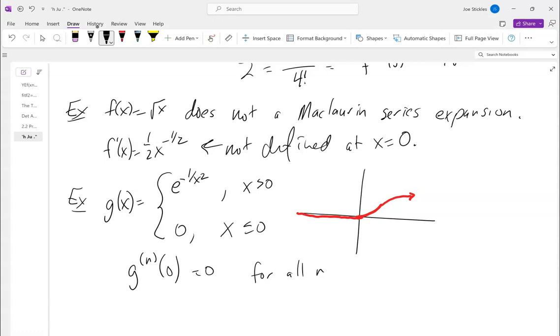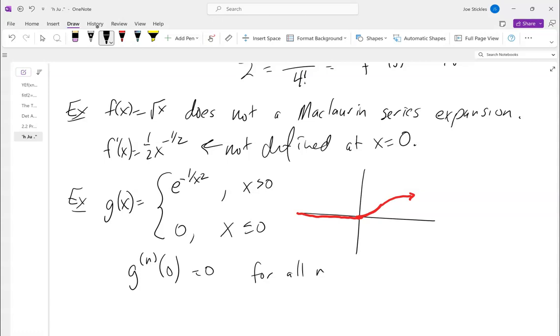So here's a function that's defined everywhere. We can differentiate it for all orders. We can take every derivative that we want, and it still doesn't have a Taylor series. It seems like an odd, strange function, right? But it's not all that strange. It just flattens out so much at 0 that the derivatives are all 0.